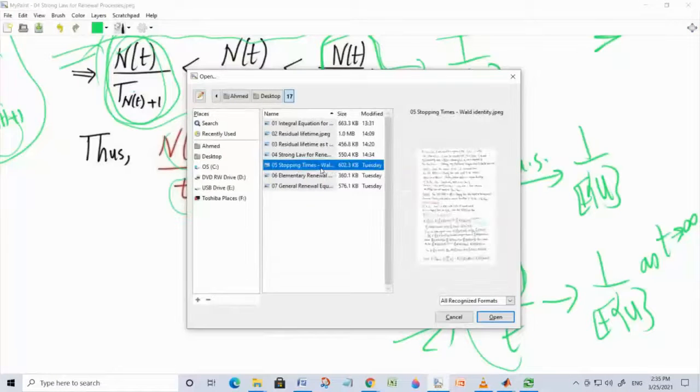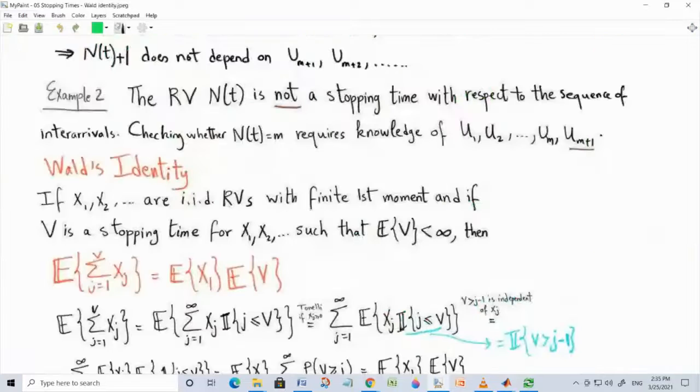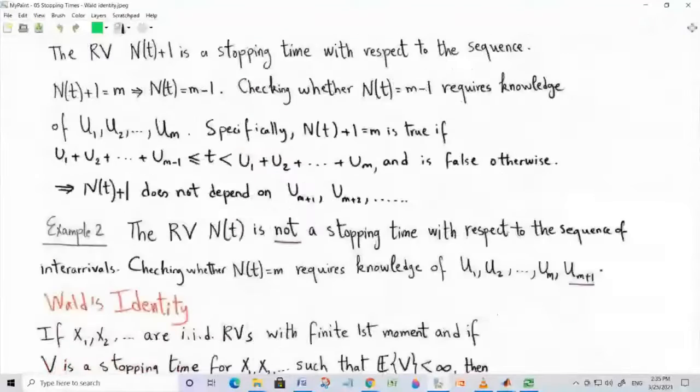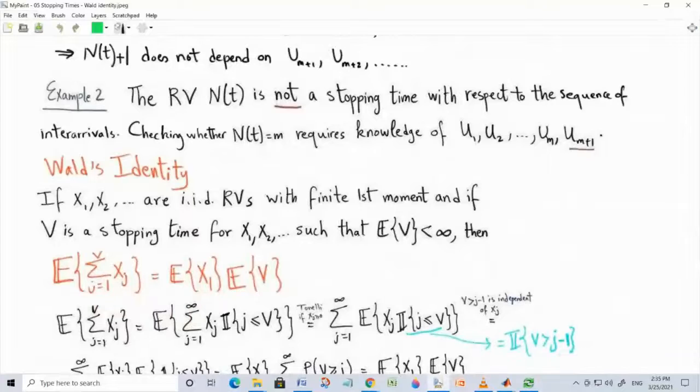Okay, so what is Wald's identity, and what is something called a stopping time? These are very important things also in the context of Markov processes, Markov chains. Wald's identity is something related to the expectation of a sum, where the number of terms in the sum is a random variable. The number of terms in the sum is not fixed, it's a random variable.